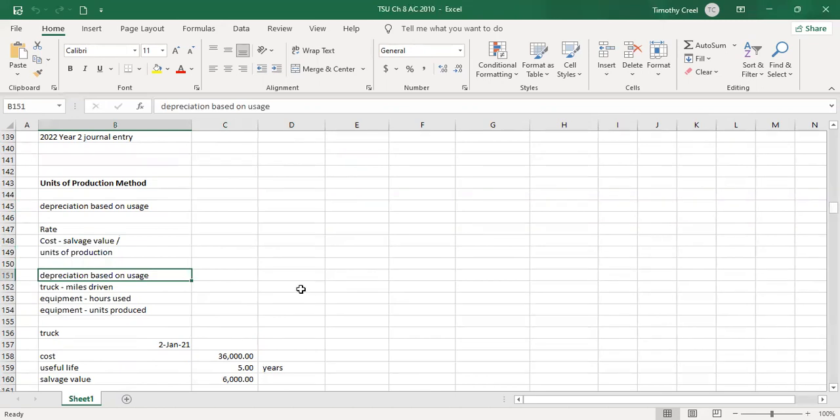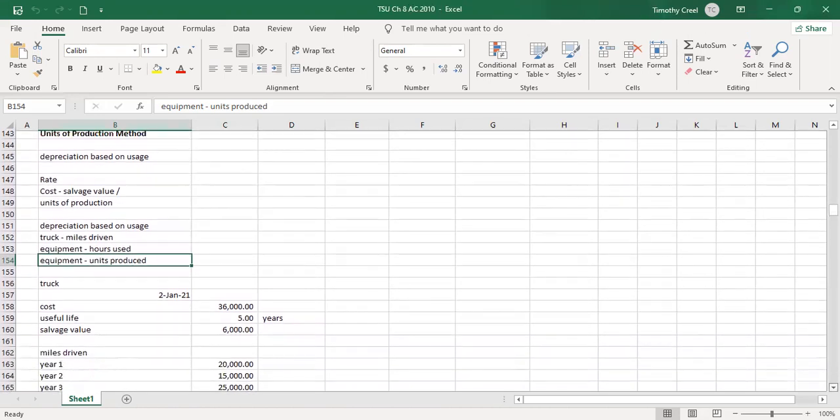So one thing I'll say is it's only really good for some assets where usage can be judged, such as a truck or equipment. And notice the usage or units that typically are going to be used for these. Notice that like a truck, it's going to be miles driven. Equipment, it's going to be hours used. Or it could be units produced for equipment. These would all be good measures of usage of a long-term asset. So one thing to think about is that it's not so much how long you have the asset, it's just how quickly you use it up.